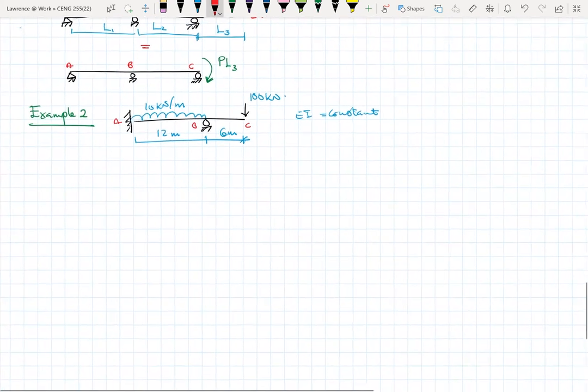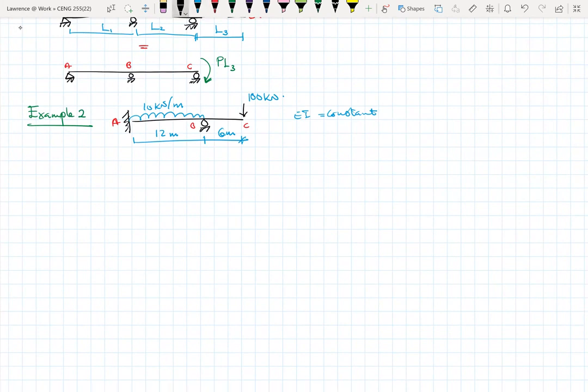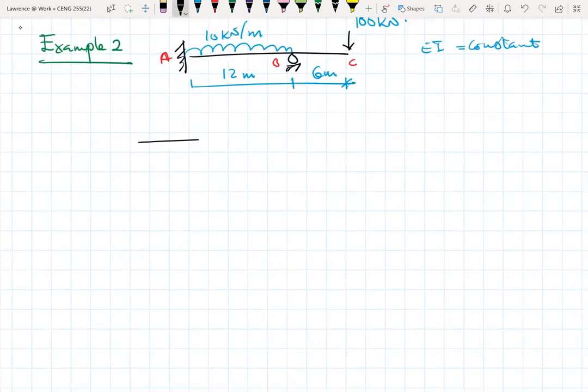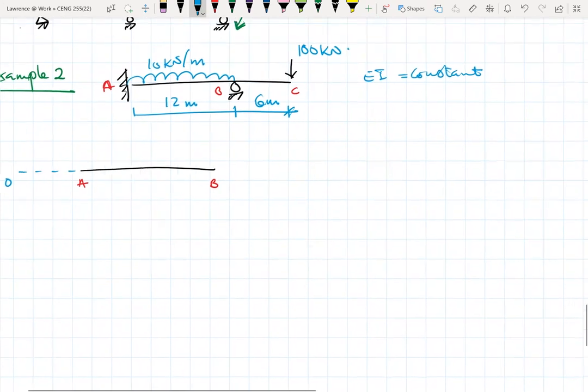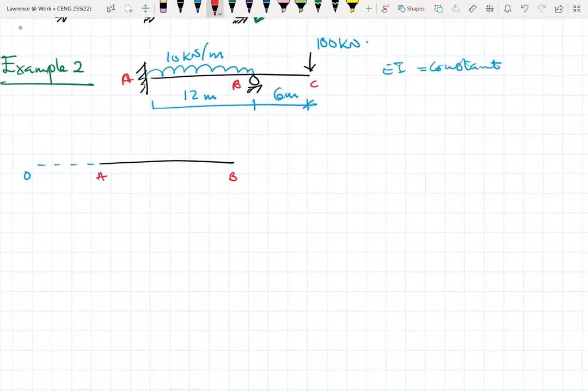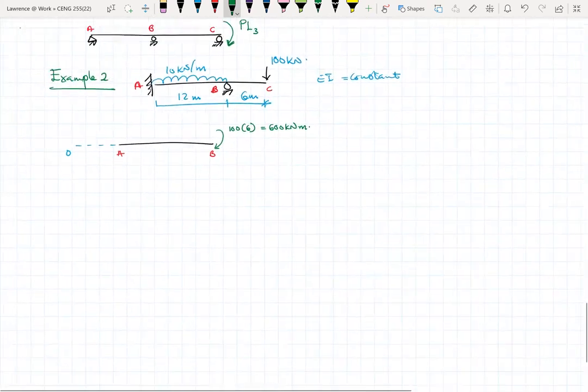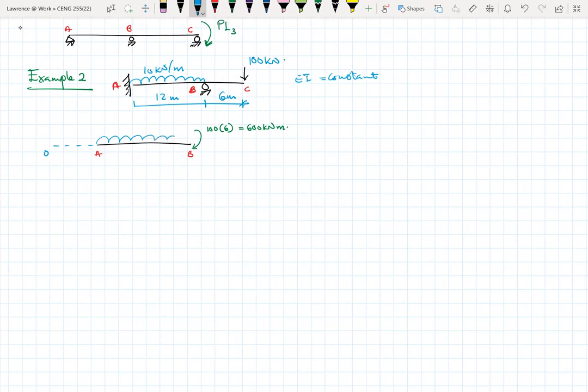All right. So I can take this information and convert it into a much more suitable option for us. The suitable option would be I have AB here. Then I have my imaginary span, let me call it O. And because BC is an overhang, I can have that overhang right here, which would be 100 times 6, which would be 600 kilonewton meter. Then I have my UDL as it's supposed to be over here.